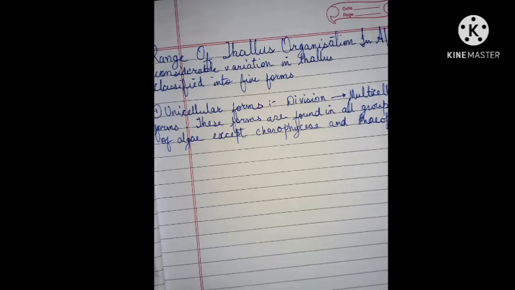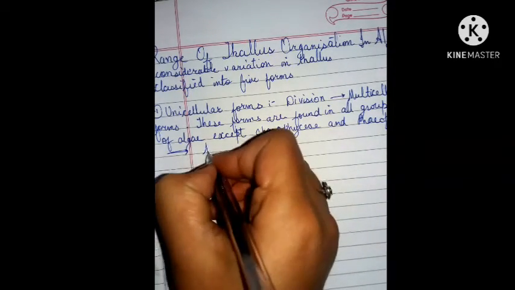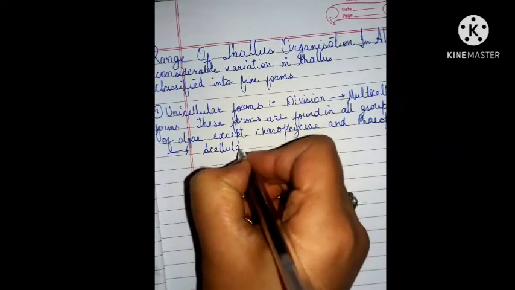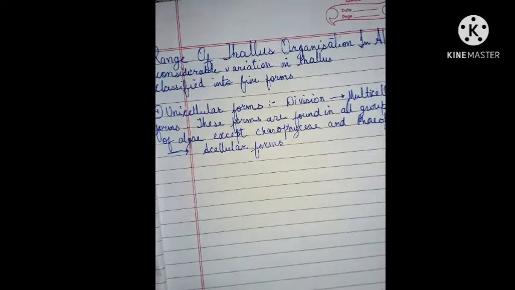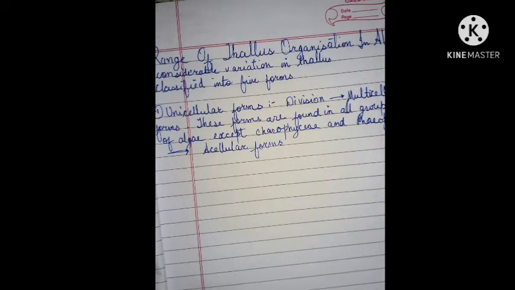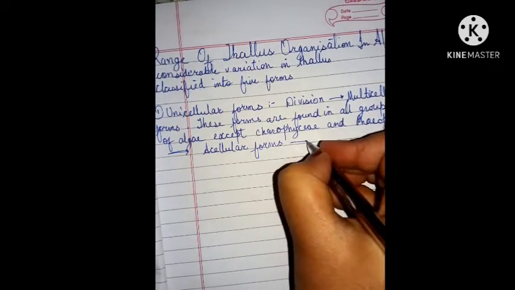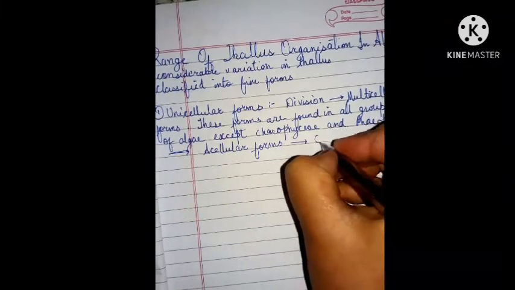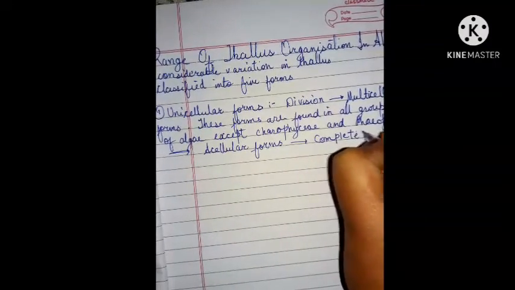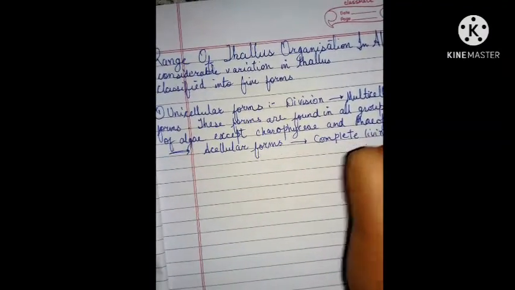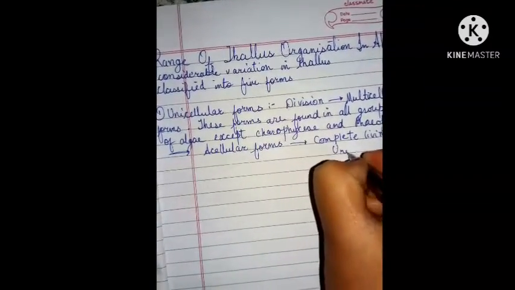These unicellular forms are referred to as acellular forms. They function as a complete living unit without any cellular differentiation. Acellular forms means the complete living unit without any cellular differentiation.